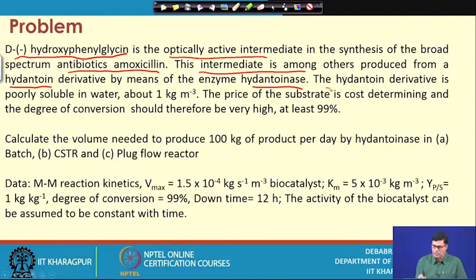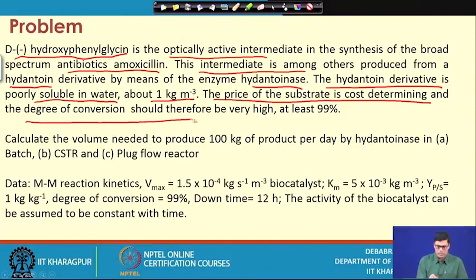The hydantoin derivative is poorly soluble in water, about 1 kg per cubic meter. So the hydantoin derivative is very poorly soluble in water, and so the price of the substrate is cost determining, and the degree of conversion should therefore be at least 99%. The cost of the substrate is very high, so we expect the main purpose of this enzymatic reaction to be a higher conversion efficiency, as high as 99%.